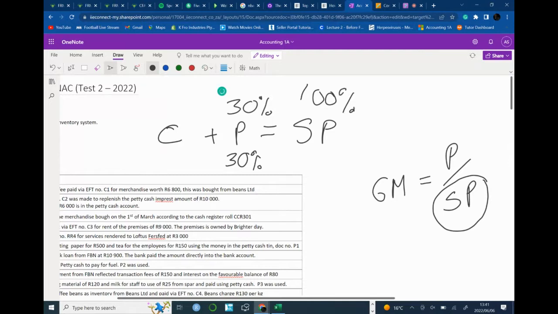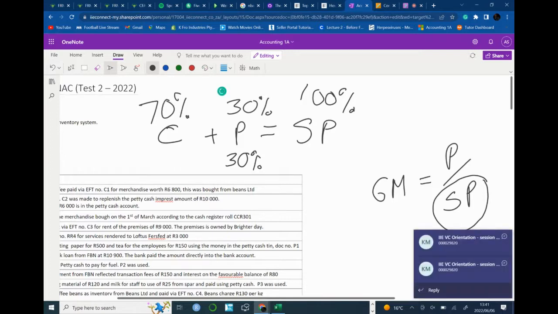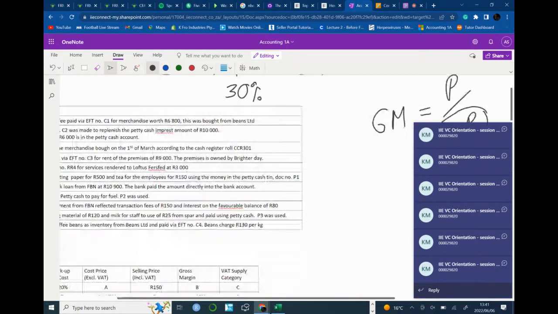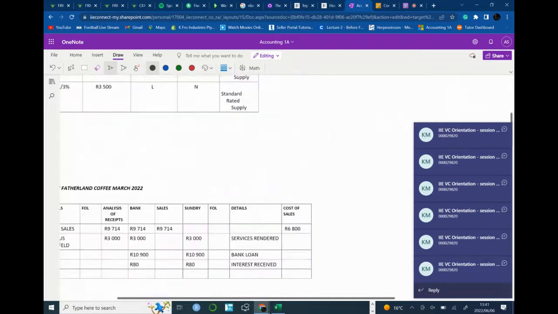I want you to revisit this, because now I'm going to show you why I'm being so fussy about this. I did say you're right, but here's why I'm being fussy about it. Because they could have said markup is 30%, and if they said markup is 30%, oh my word. Let me do it down here.